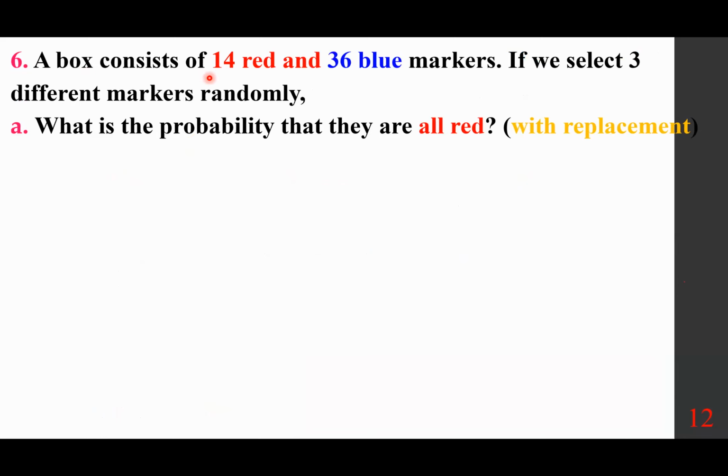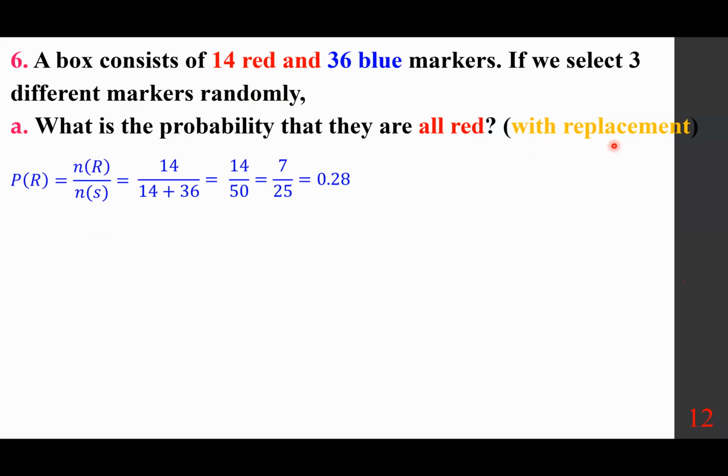A box consists of 14 red and 36 blue markers. If we select 3 different markers randomly, what is the probability that they're all red with replacement? Well, if you look at the probability of red, it is 14 over 50, because 14 plus 36 adds up to 50. And it's 7 over 25 or 0.28.